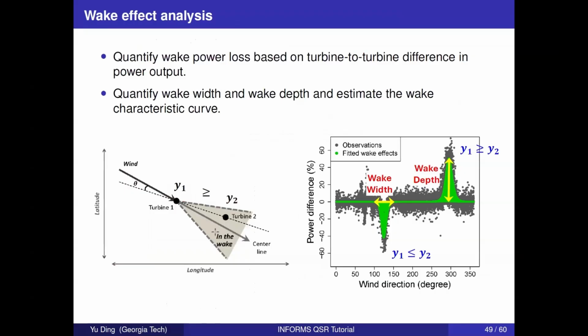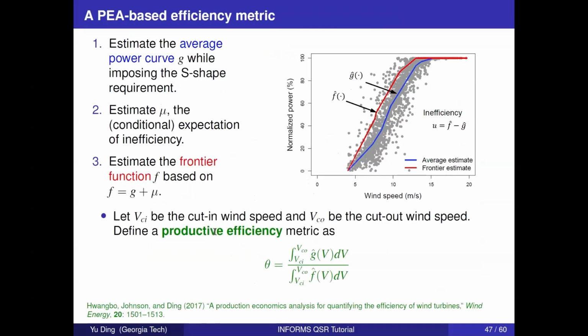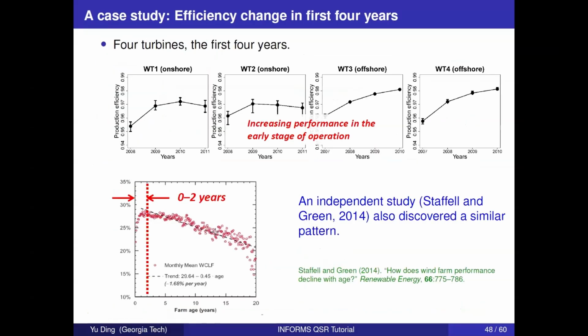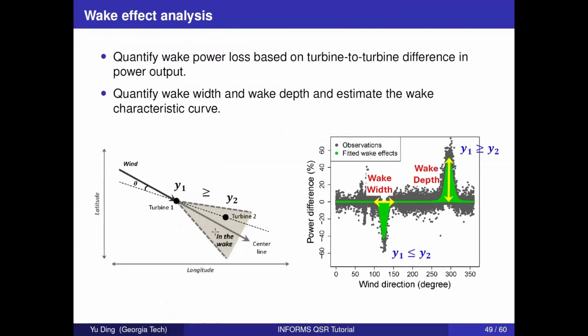This is the reason we said the shape constraint is needed, because the power production curve is required to be convex followed by concave. So in order to impose that kind of shape constraint to estimate the mu term, we have to impose the constraint function before doing the machine learning. Okay, and for the sign-constrained machine learning, we apply that to the wake effect analysis.